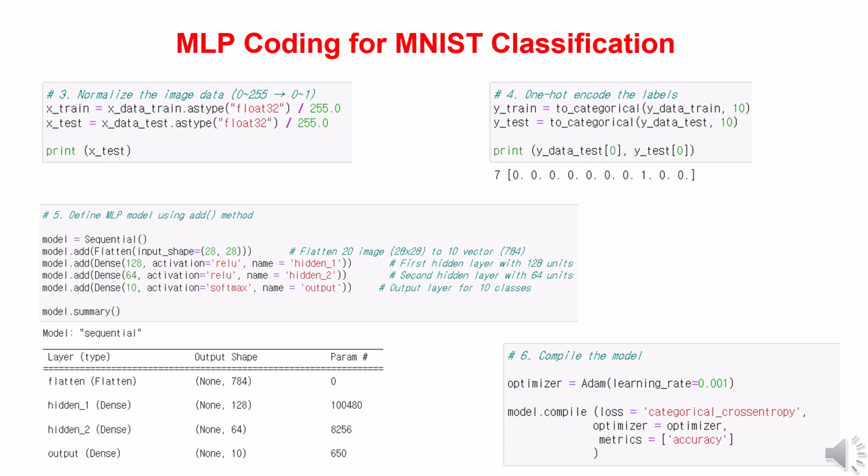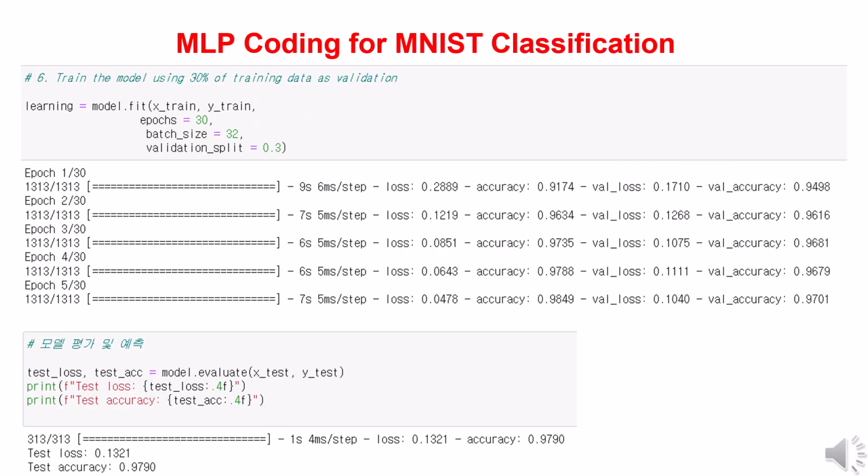Now let's compile the neural network model we just built. We'll use the Adam optimizer for training and set the learning rate to 0.001. Since our class labels are in one-hot-encoded format, we'll use categorical cross-entropy as the loss function. And for evaluating the model's performance, we'll use accuracy as our metric.